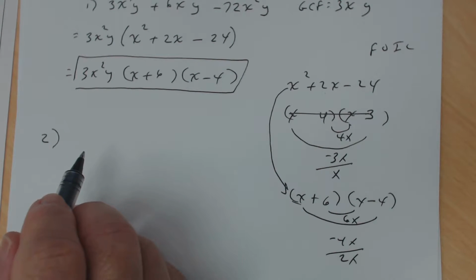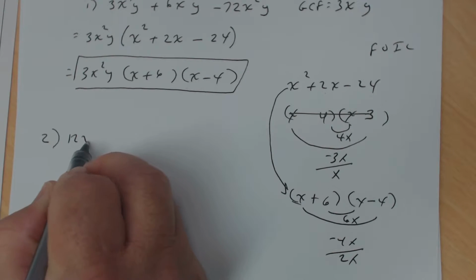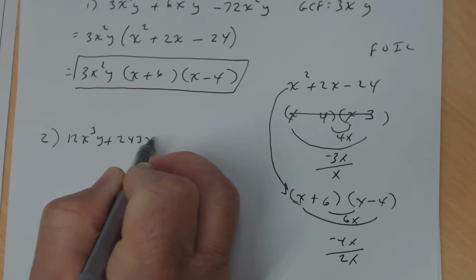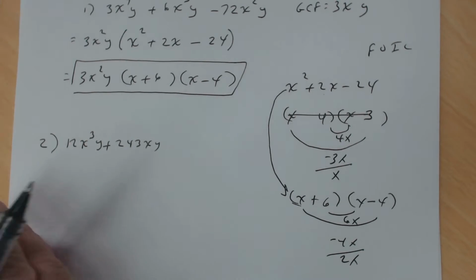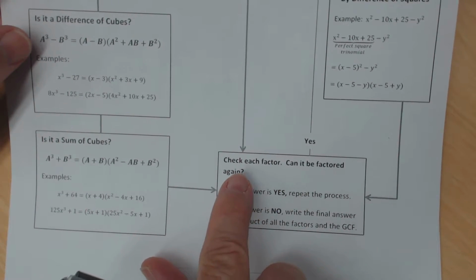Number 2. Suppose we had 12x cubed y plus 243xy.